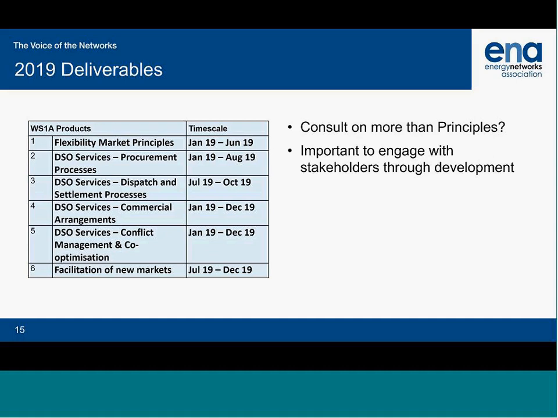It might mean that we then have more, but if that's what's needed in order to get the necessary input, then please let us know. And we are going to be engaging with stakeholders all the way through the development of this work. It's not going to be just dumping it at the end in a big consultation.